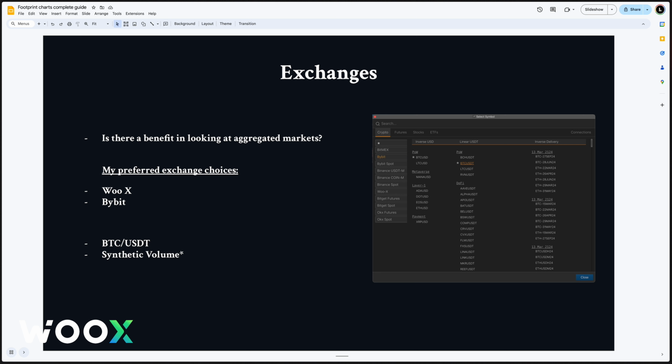Exchanges. Now, I kind of went over everything. There's a lot more to cover in this, but I've kind of gone over everything in reference to the basics of things. Now, most people will always ask, is there a benefit of looking at aggregated markets? And I'm not against aggregated data at all. And ExoCharts actually, if you're watching this in, I don't know, a few weeks, then maybe Exo has aggregated data by then. But if you're watching this on the first day of release, then it probably doesn't.